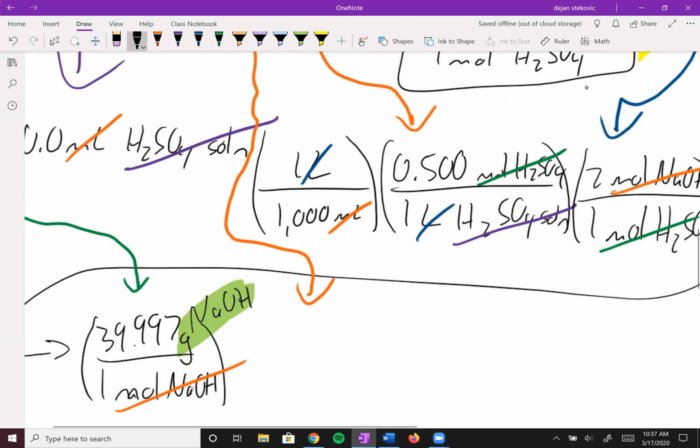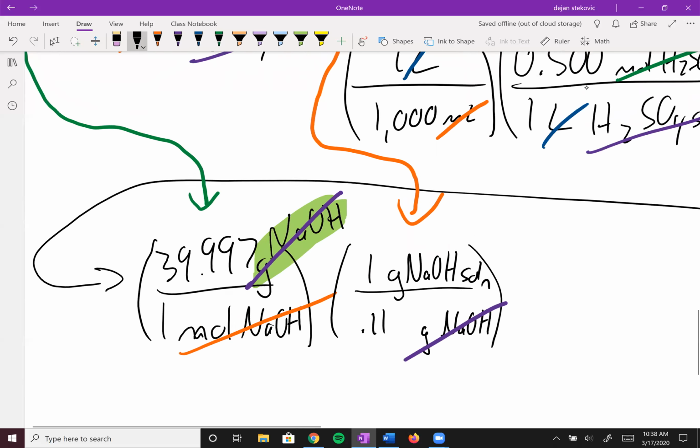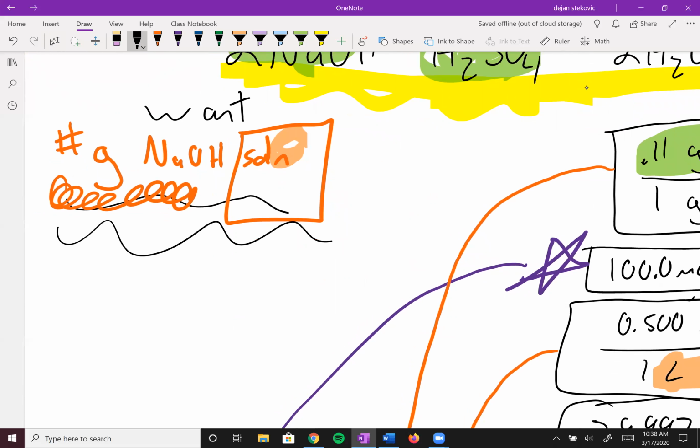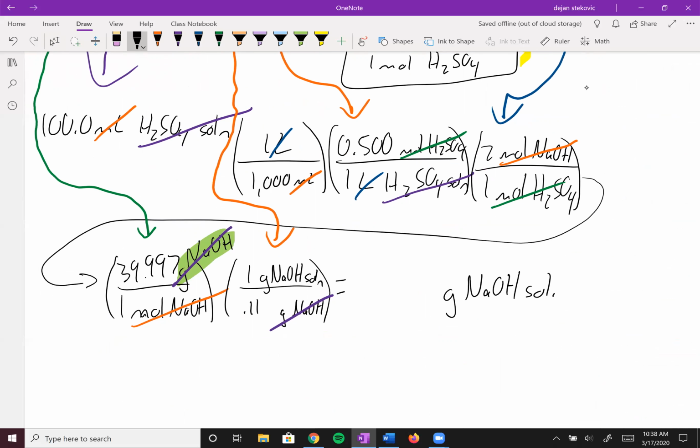So you can see with this problem, it's especially important to keep track of what unit means what. And so grams of sodium hydroxide cancel out, and now we're at grams of sodium hydroxide solution, which if we look at our want, is exactly what we want. So we're right where we want to be. And so we can just plug and chug through this, so that at the end we'll get grams of sodium hydroxide solution.